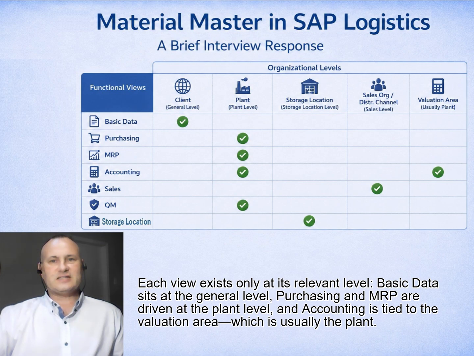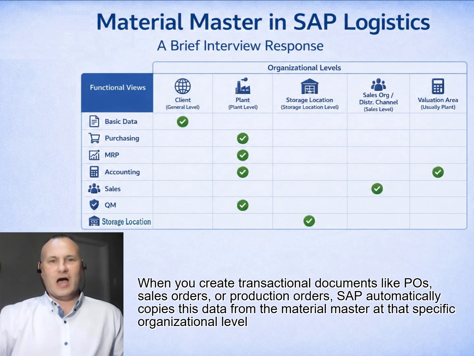Basic data sits at the general client level. Purchasing and MRP are driven at the plant level, and accounting is tied to the valuation area, which is usually the plant. When you create transactional documents like purchase orders, sales orders, or production orders, SAP automatically copies data from the material master at the specific organization level.